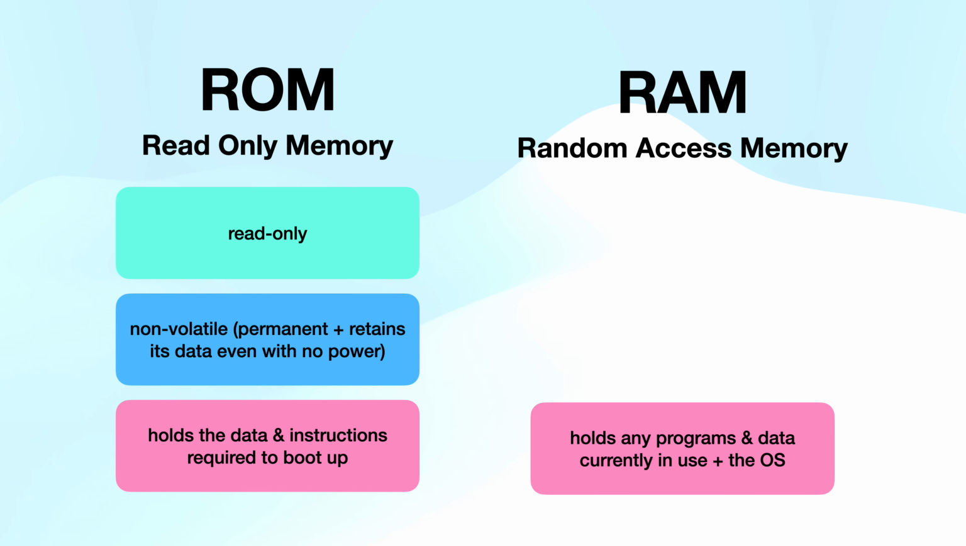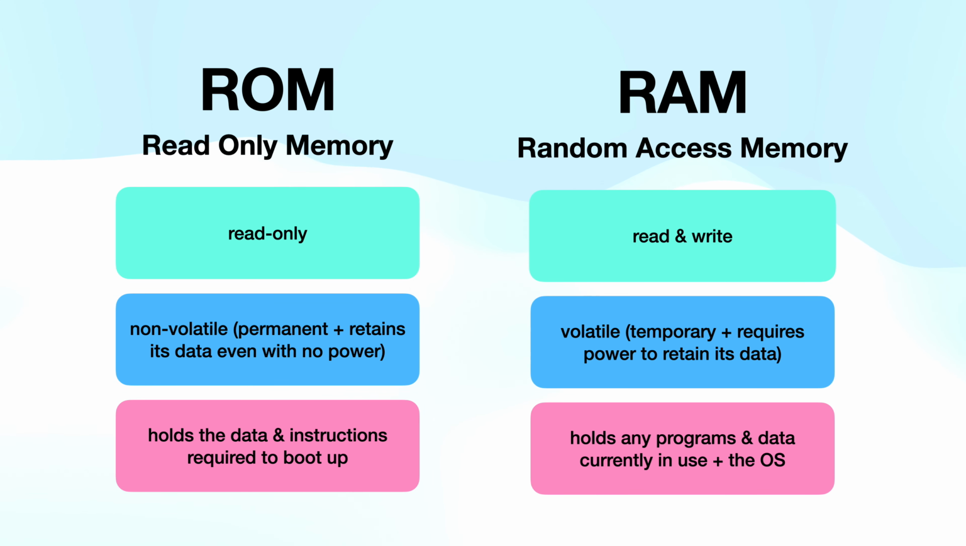When they are opened, they are copied from secondary storage, like a hard drive or flash drive, into the RAM, and stay in the RAM until they're closed. RAM is a type of read-write and volatile memory, which means the data is only retained whilst it has power. This is why your operating system and running programs all restart when you restart your computer.